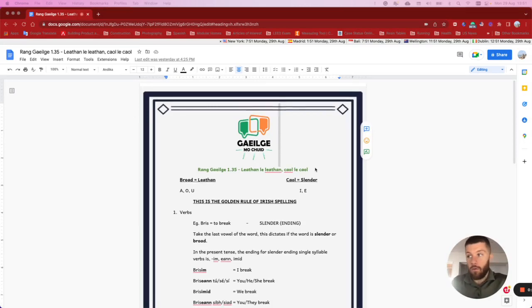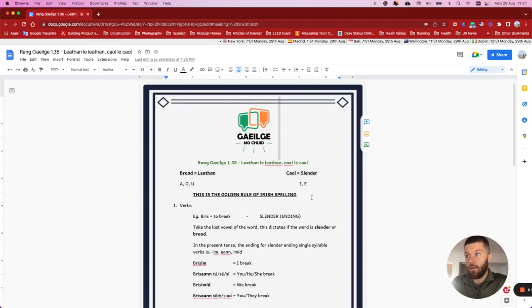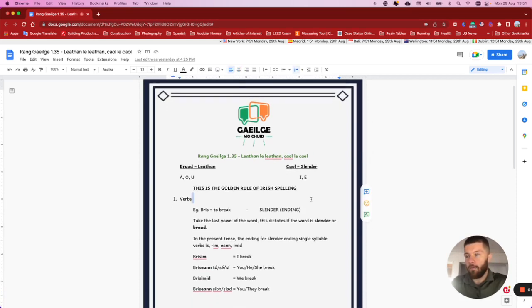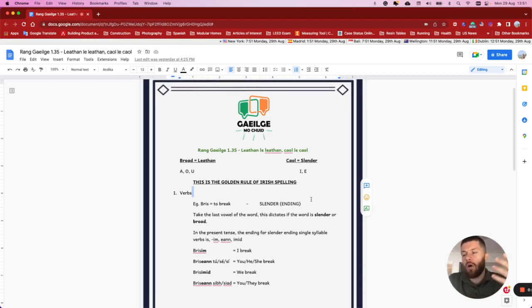So today we're going to talk about the topic of leathan le leathan, caol le caol, which in English means broad with broad, slender with slender. This is very important.